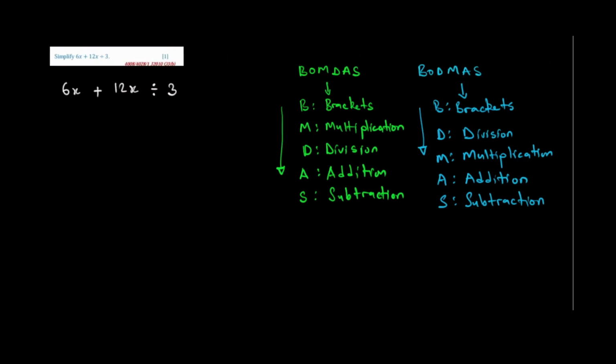Pandoda kuti ticherechedze BOMDAS neBODMAS, muchaona kuti multiplication nedivision ndozviri kungochinjana in these cases. Kana tiri kuBOMDAS tinenge tichitanga nemultiplication tozoti division. Kana tiri kuBODMAS tichatanga nedivision tozoti multiplication. Kureva kuti multiplication nedivision zviri interchangeable. That is the story what these two mnemonics are telling us.